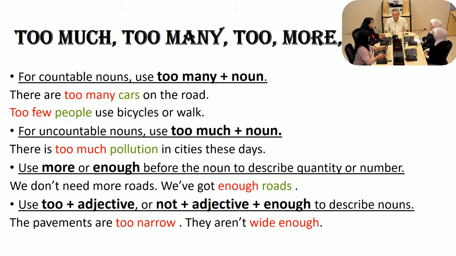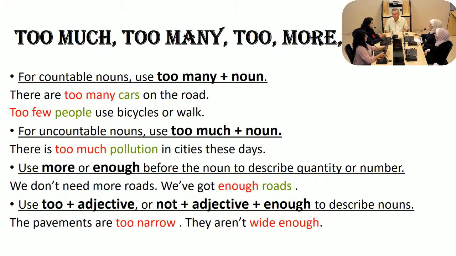Too many is used with countable nouns. Too much is used with uncountable nouns, like there is too much pollution in cities these days. It's not accepted. We need to do something to reduce it. In the exam, the students will see too many, too much, and a noun. If it is countable, they need to use too many. If it is uncountable, they use too much. It's a very simple exam, and sometimes simpler than it is here. They might have it in the missing words.